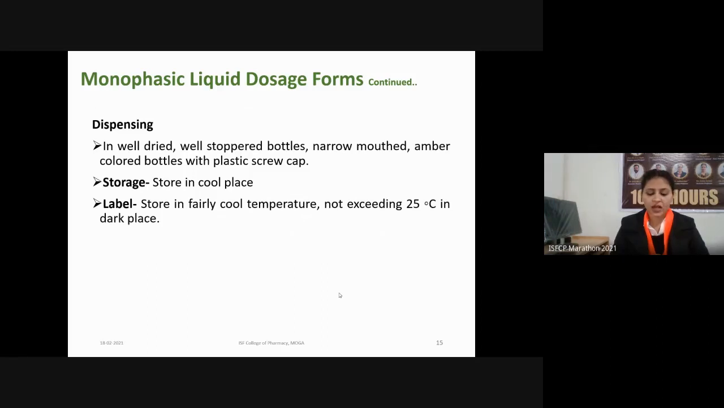Now, how can we dispense the syrup? It is dispensed in a well-dried, well-stopped bottle. The bottle should have a narrow mouth and it should be amber colored with a plastic screw cap over it. It means we have to keep the syrup in a well-closed container.